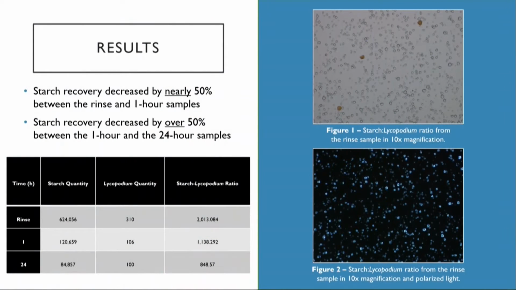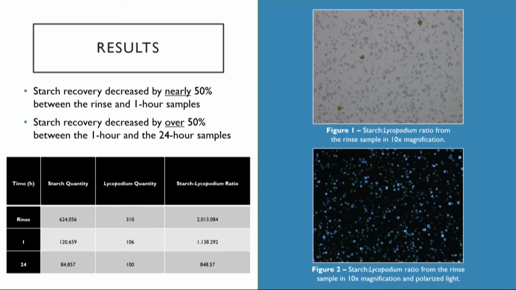Results from the experiment suggest that starch recovery can decrease by over 50% when soaked in Calgon for a 24-hour period. The table shown here lists the starch and lycopodium quantities for each slide, along with their respective starch-lycopodium ratios. Figure 1 at the top shows the starch-lycopodium ratio from the rinse sample in 10x magnification, while the figure just below that shows the same sample in polarized light.